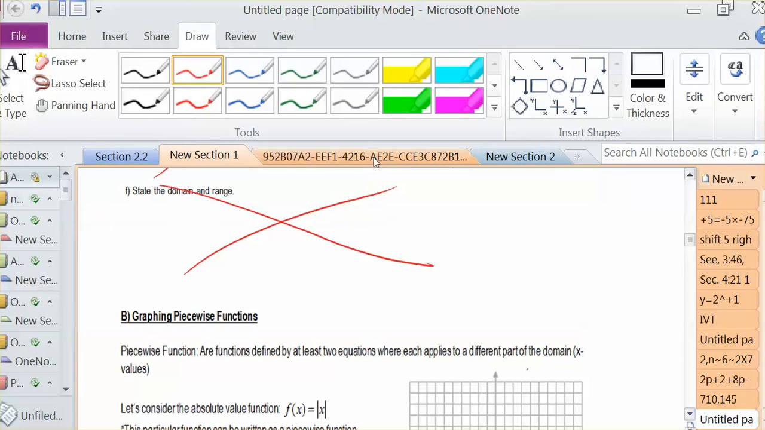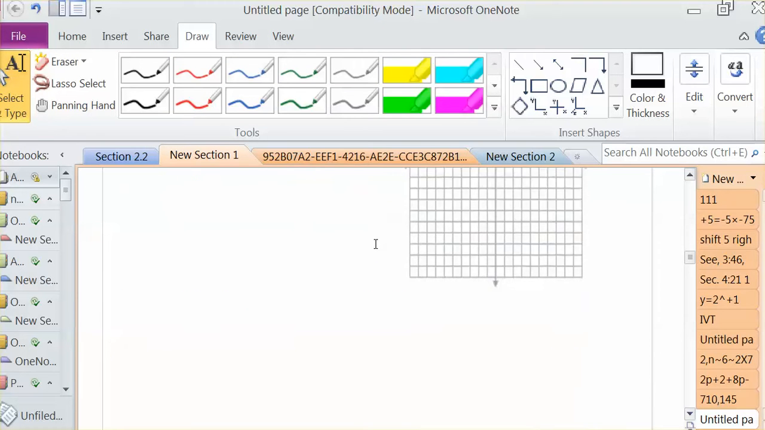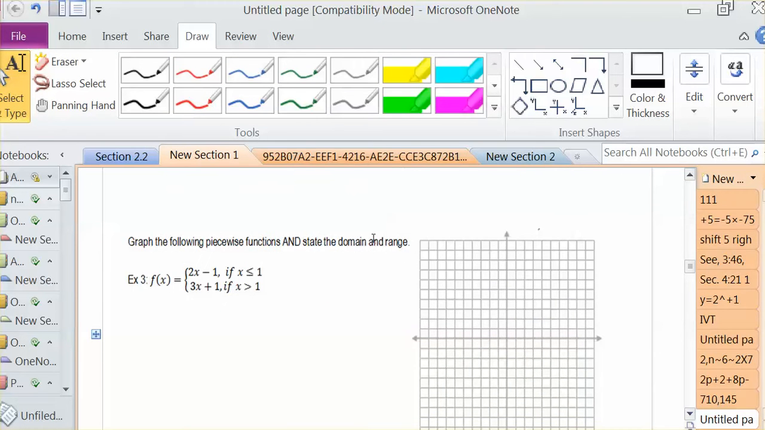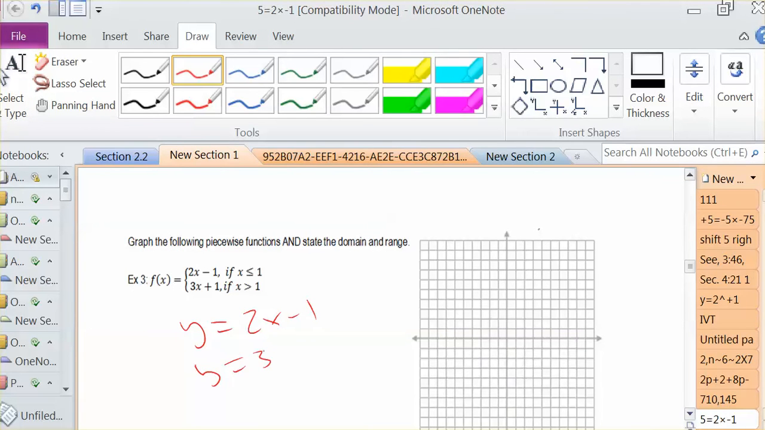Now, we did do example 3 in class, where we graphed y equals 2x minus 1, and we graphed y equals 3x plus 1. But we did it based upon the inequalities right next to them. So 2x minus 1, if you were to graph it, would look like this. Y-intercept of -1, slope of 2, there's the line. But then we didn't want that whole line, right? We wanted a piece of it, the piece of it when x is less than or equal to 1.